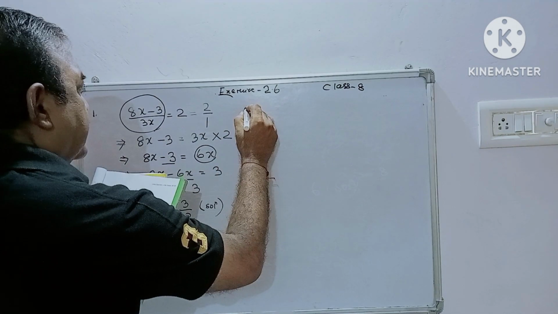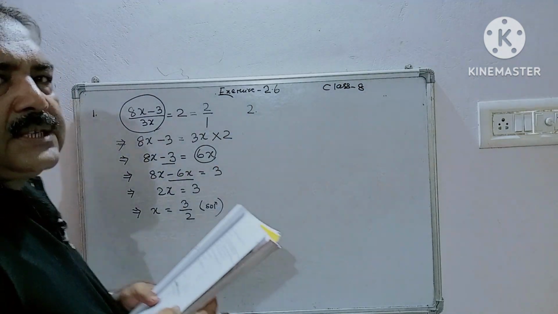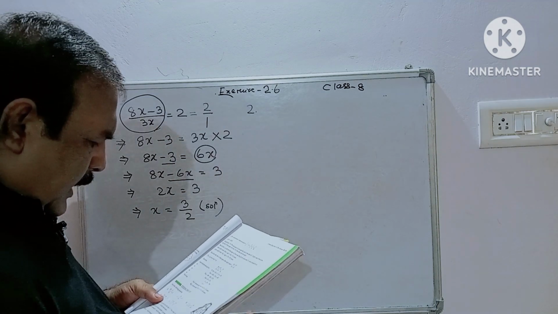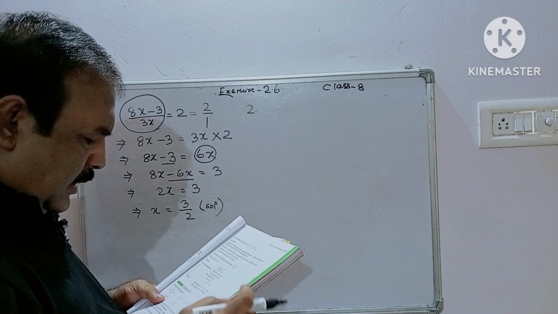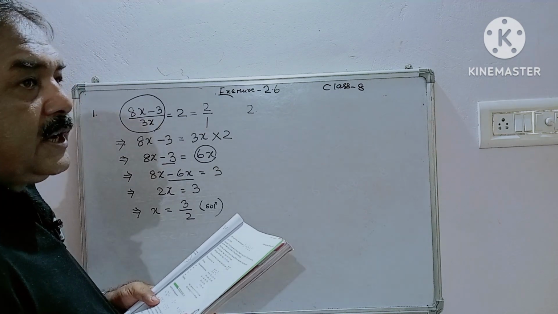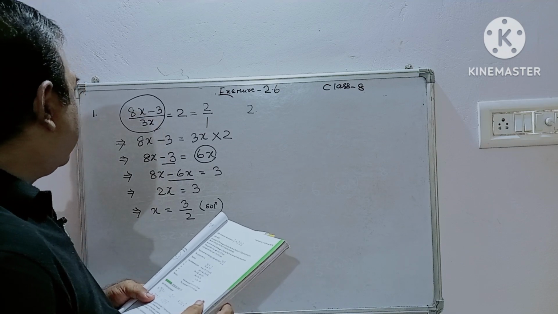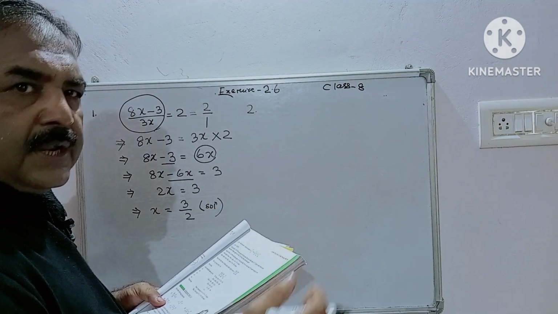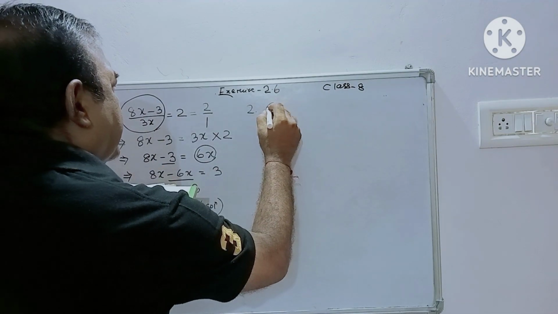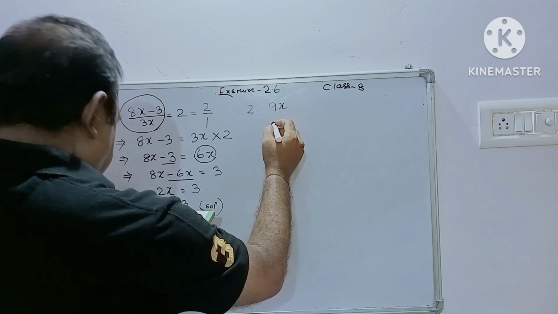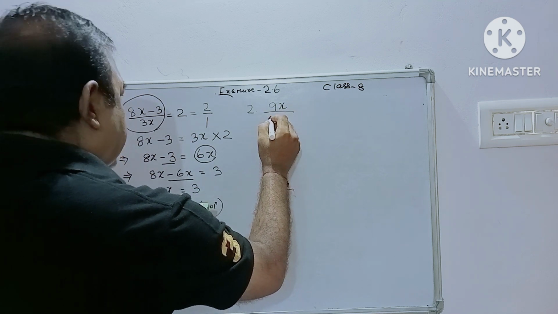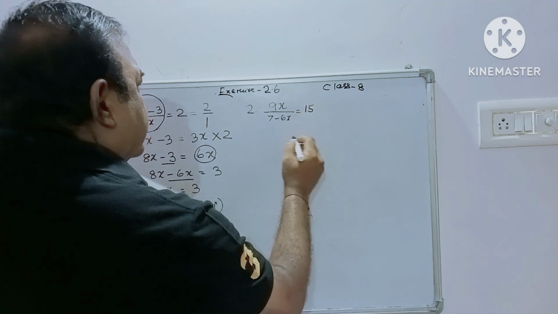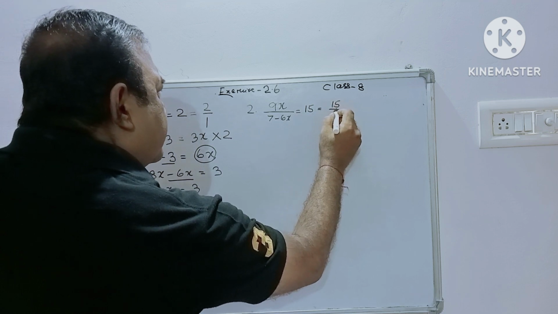So all these equations are initially not in the linear form because the expressions on the left hand side of the equation are not linear. So in these cases we have to put these expressions into linear form. So question number 2 is 9x divided by 7 minus 6x is equal to 15. So it is very simple, that is 15 upon 1.